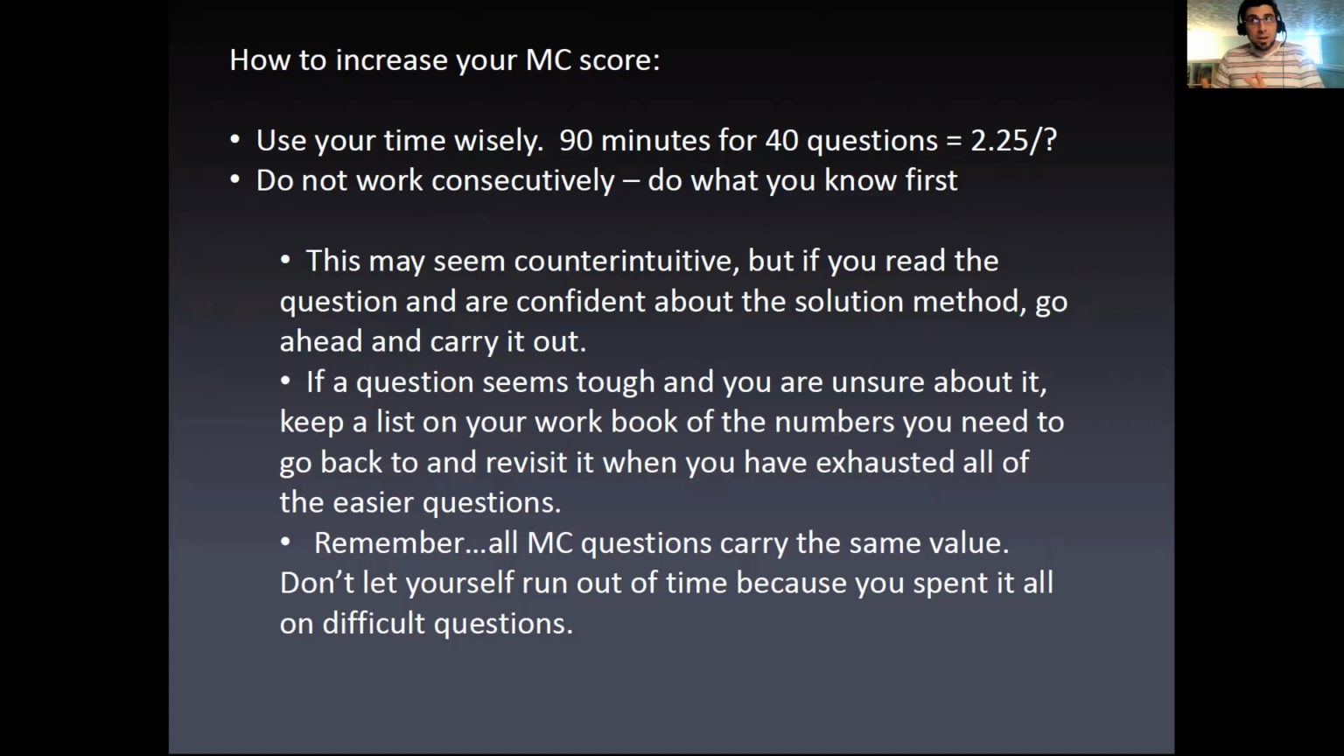So you don't want to run out of time because you spent all your time on a difficult question that you didn't even know how to do anyway, and then you missed a couple that you would have known how to do, you just ran out of time.